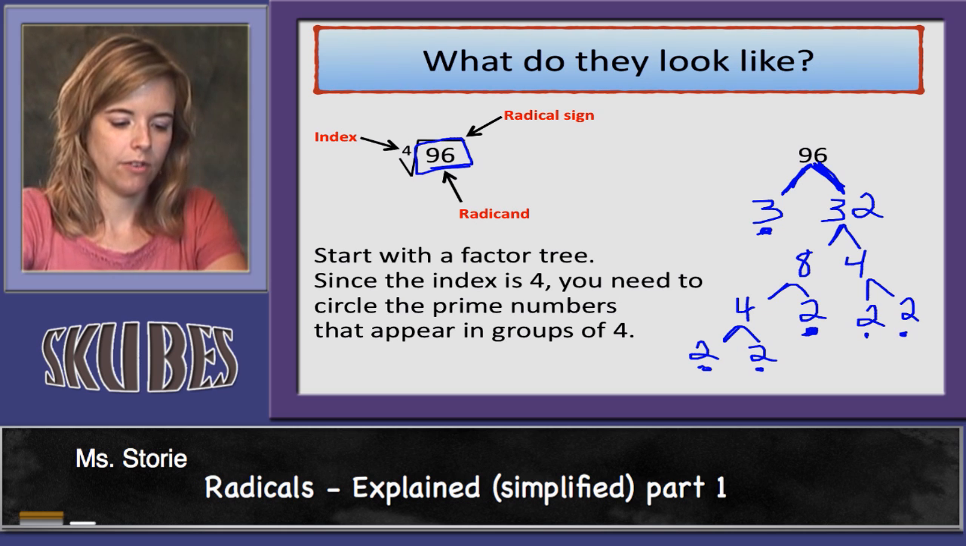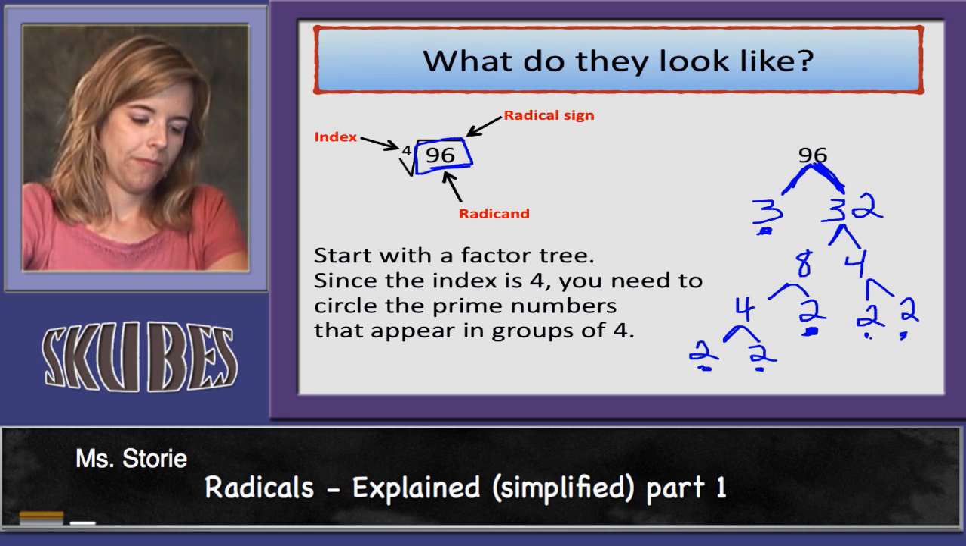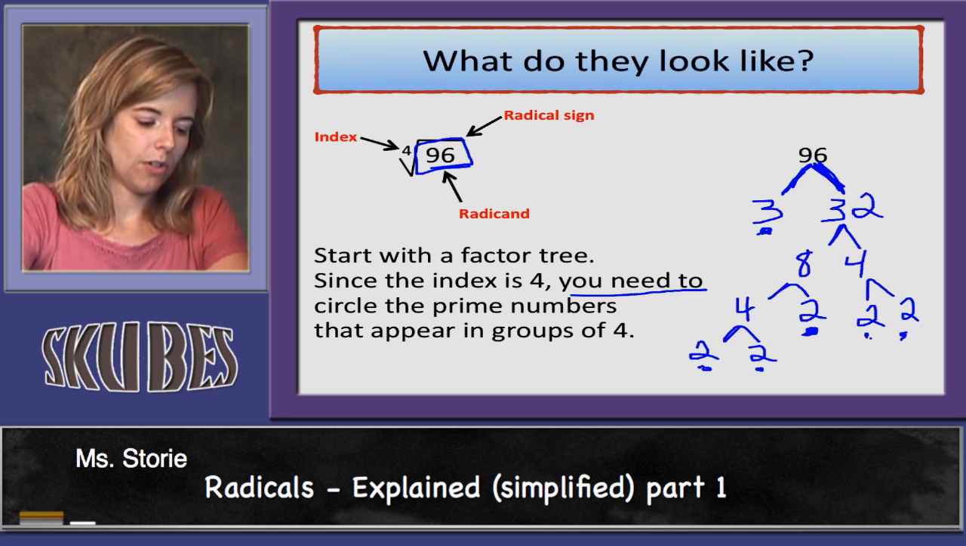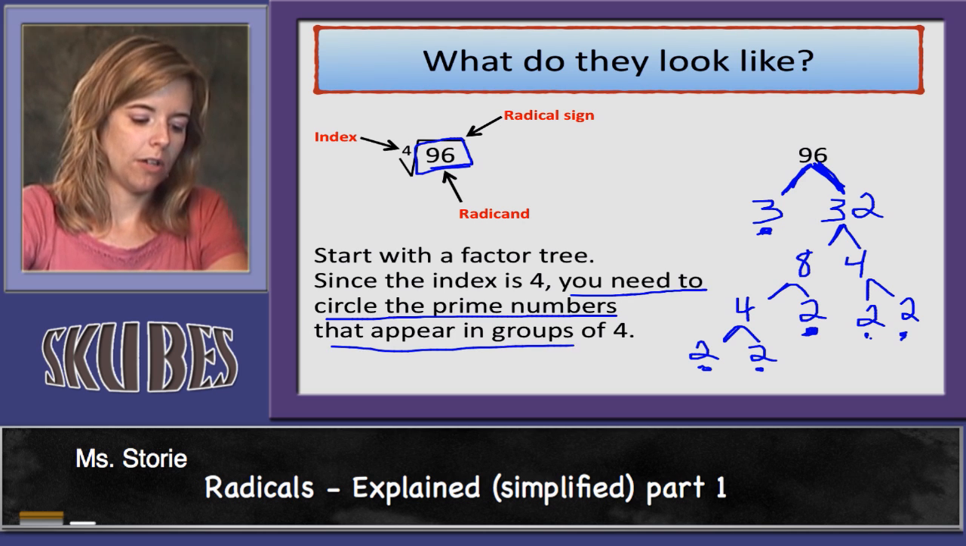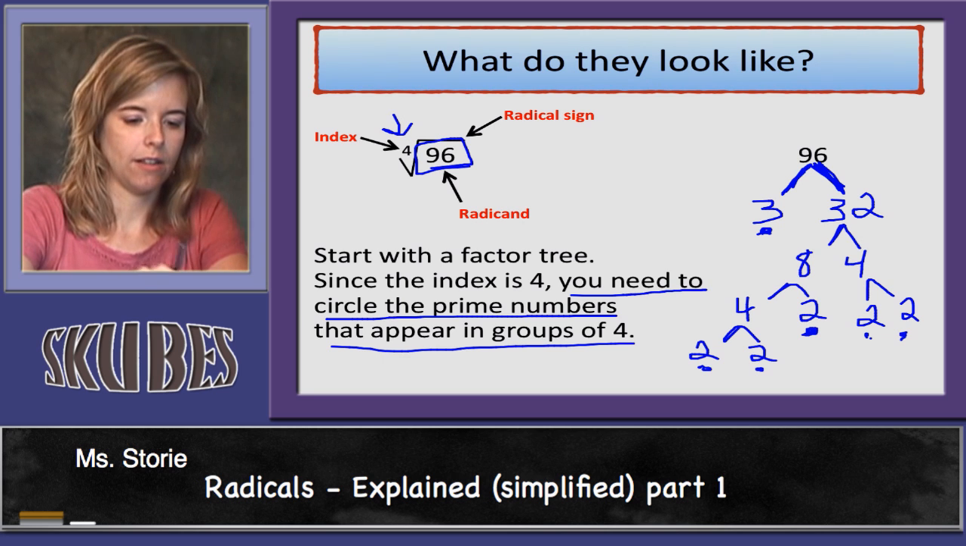And look at this. I have 3, 2, 2, 2, 2, and 2. I've got 5 2's and a 3. Now, what we need to do is circle all the prime numbers that appear in groups of 4. Why 4? Because that's what the index is telling us.